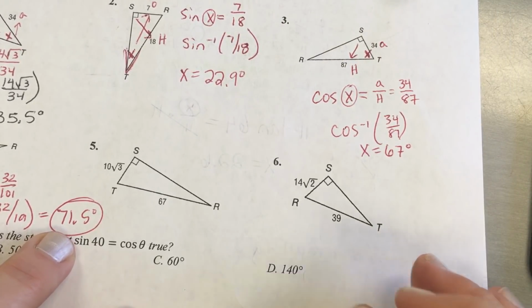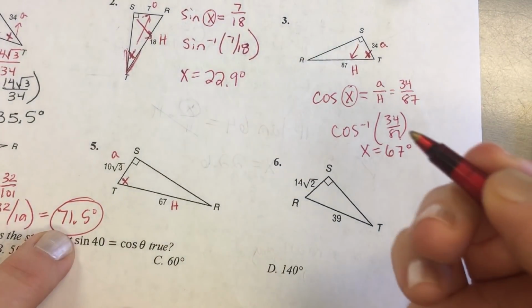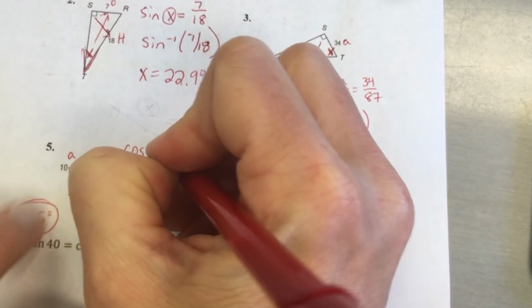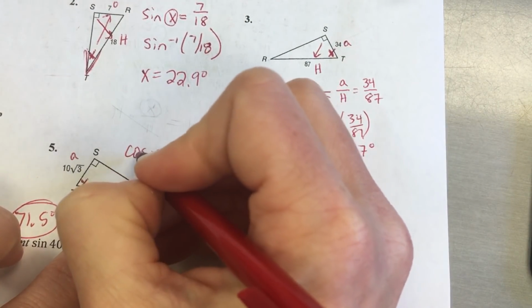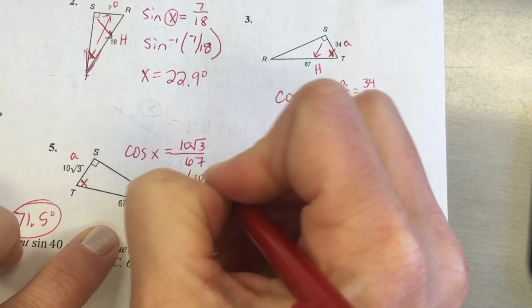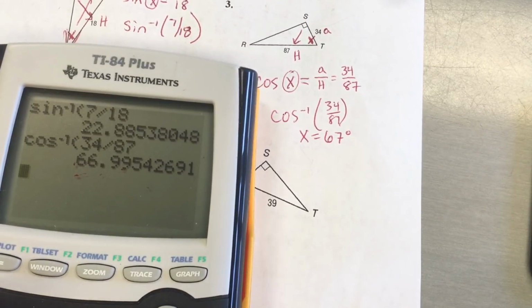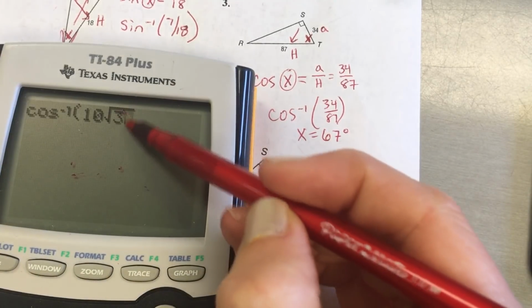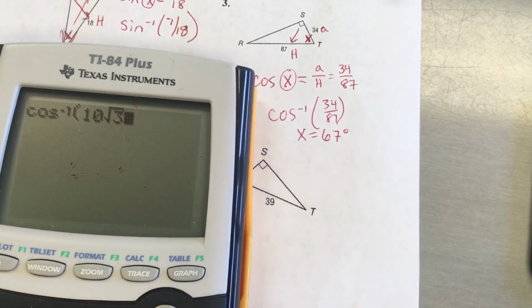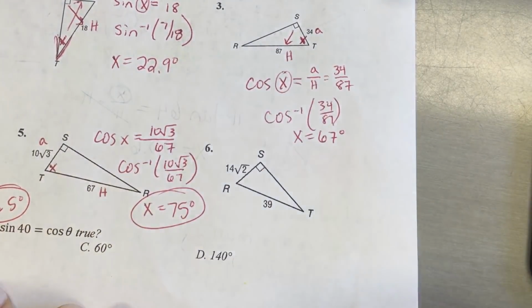All right, number 5, put my X here. So this is hypotenuse and adjacent. So that is cosine again. Cosine of X equals 10 root 3 over 67. To get X by itself, you have to get rid of cosine, so you do inverse cosine. And remember, when you type this in your calculator, second cosine, 10 square root 3, you need to close your parentheses if you have a TI-83, divided by 67. And so you get 75 degrees for that one.